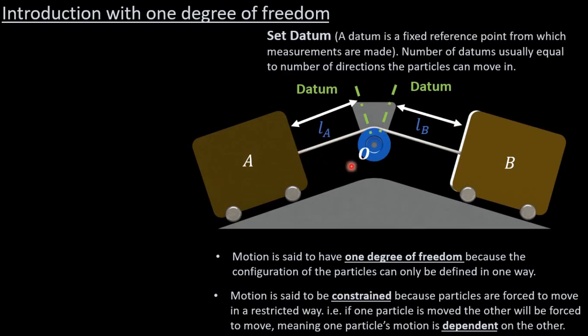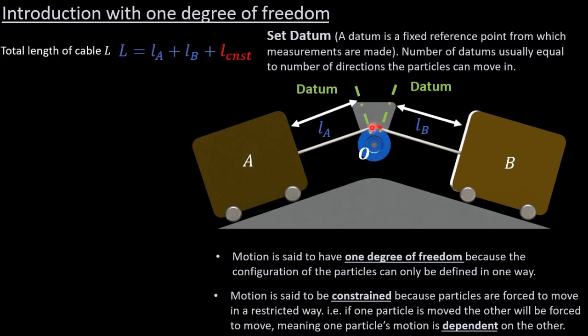The important thing to note from here is that we always set a datum, which is basically a fixed reference point from which we can make measurements. The measurements we're making in this case are length A and length B. L sub A is the variable length of the rope connected to the particle and up to the datum, and the variable length L sub B is the length of this rope or cable connected to the particle and up to that datum there.